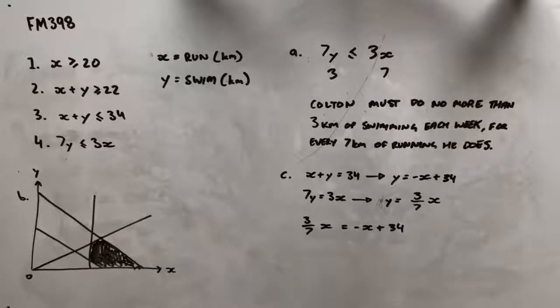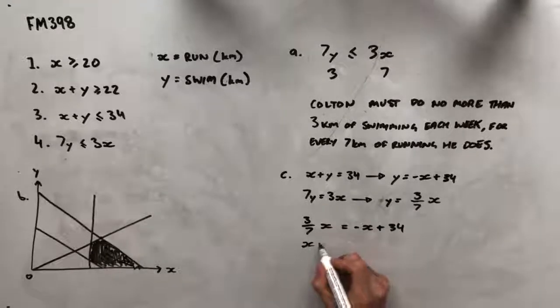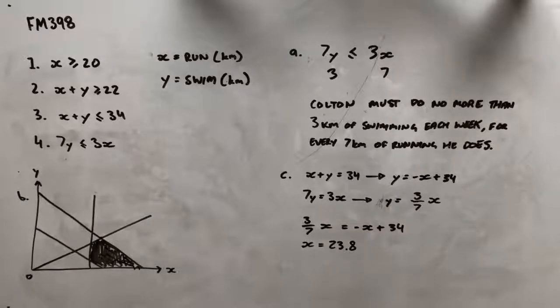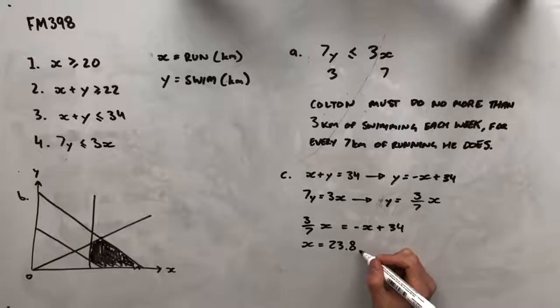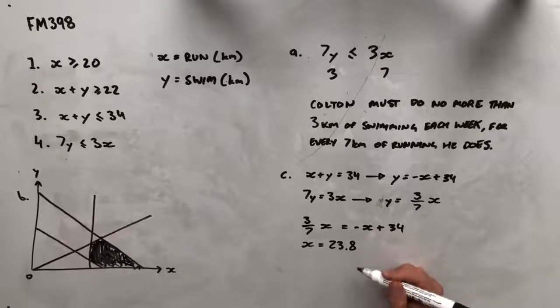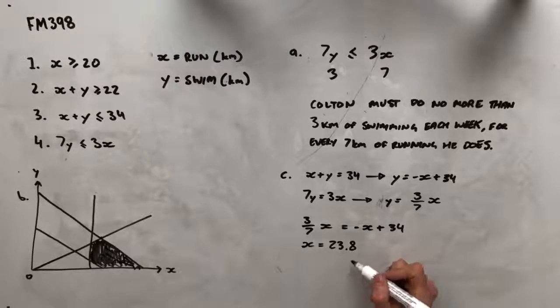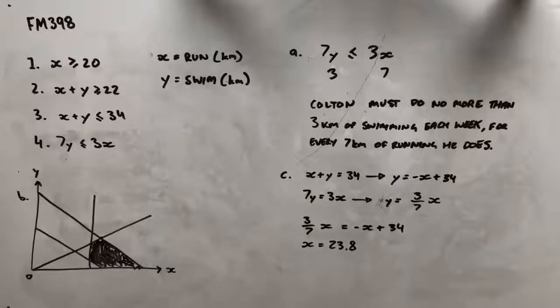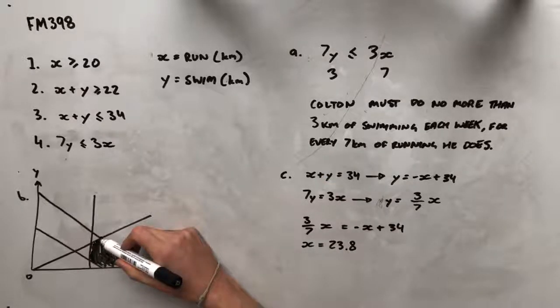Now you can use your CAS calculators to figure out the value of x, or you can do it by hand. Either way, you should end up with an answer of x equals 23.8. Now, a couple of things. You don't want to get to this point and immediately write down 23.8 kilometers, because first of all, the question wants its answer in meters. But even if you wrote 23,800 meters, you would still be incorrect, because x is telling us how many kilometers he can run, and this wouldn't even be the maximum number of kilometers that you could swim.